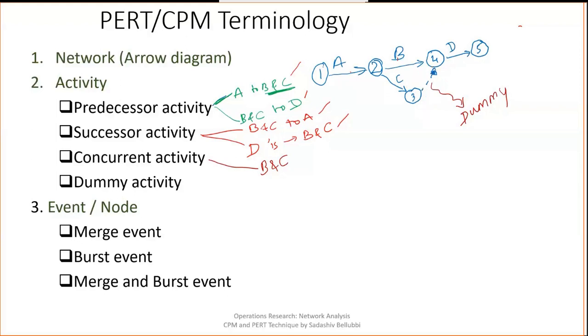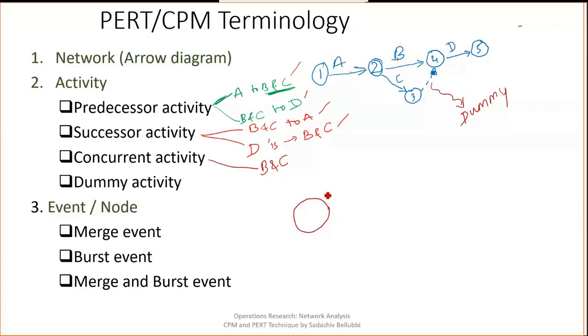Okay, next one, event or the node. One more thing I want to tell: while drawing the network, be clear. While drawing the network, this circle you need to draw.